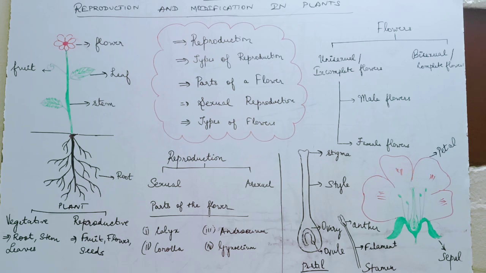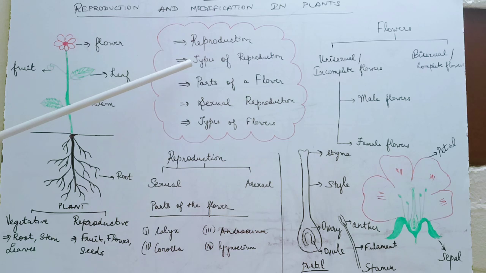Okay, now we will go to the lesson Reproduction and Modification in Plants, which is in Unit 5. First, reproduction. What is reproduction? The process by which plants and animals produce young ones and increase their number is known as reproduction.